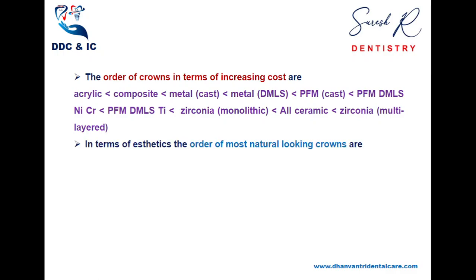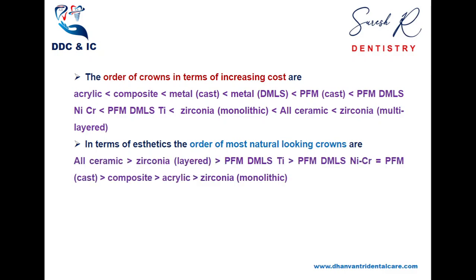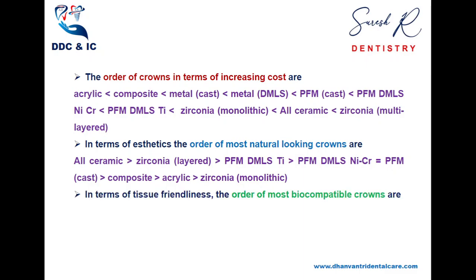In terms of aesthetics, the order of the most natural looking crowns is: the all ceramic, which is more natural looking than the zirconia multi-layered, which is more natural looking than the PFM DMLS titanium, which is more natural looking than the PFM DMLS nickel chromium, which is more natural looking than the PFM cast crown, which is much better than composite, which is much better than acrylic, and which is much better than zirconia monolithic.